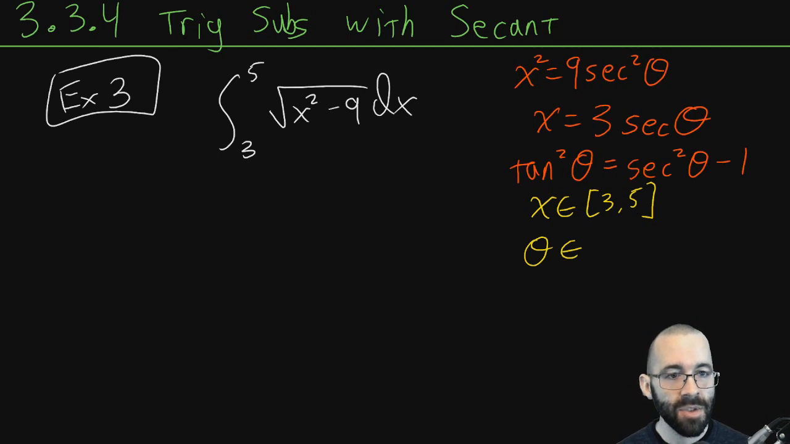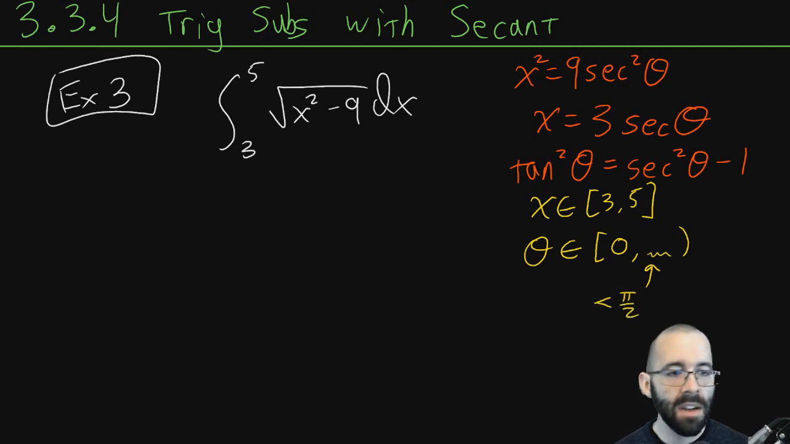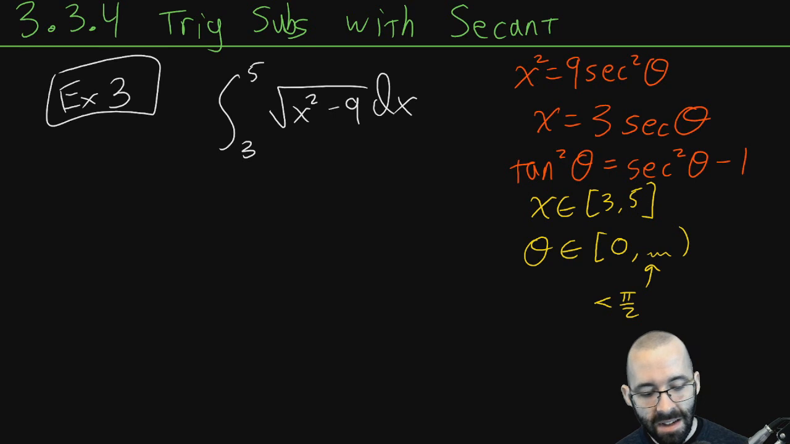Theta starts at 0, because secant of 0 is 1 over cosine of 0, which is 1, and 3 times 1 is 3. Theta will start at 0, and then it'll go up to some number, but it'll be less than pi over 2. This number doesn't matter because it is less than pi over 2. Once theta is equal to pi over 2, we have a problem. We're dividing by 0.